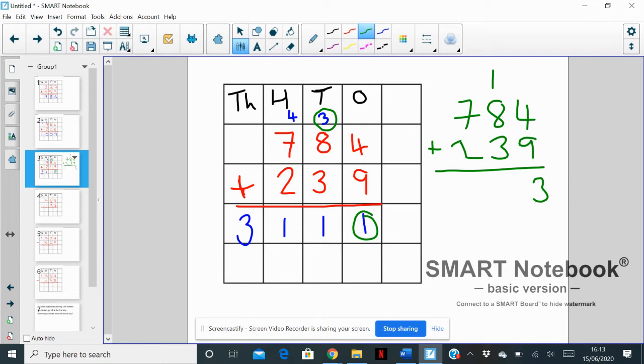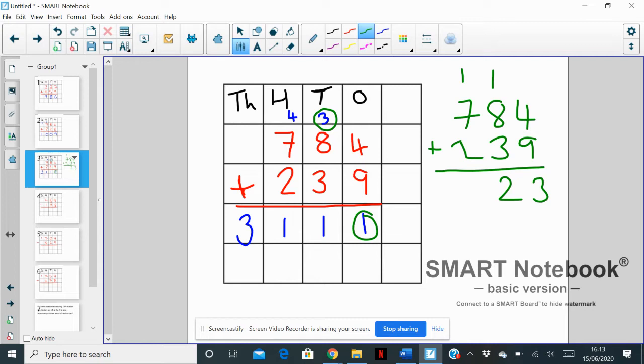Here they had a 3 in their tens column, which they've now got confused with their adding. If we look at the correct way of doing it, 1 add 8 is 9, add 3 is 12. 12 tens, we need to regroup the 10 tens as 100 and keep the 2 down here. And then I can add my hundreds column.